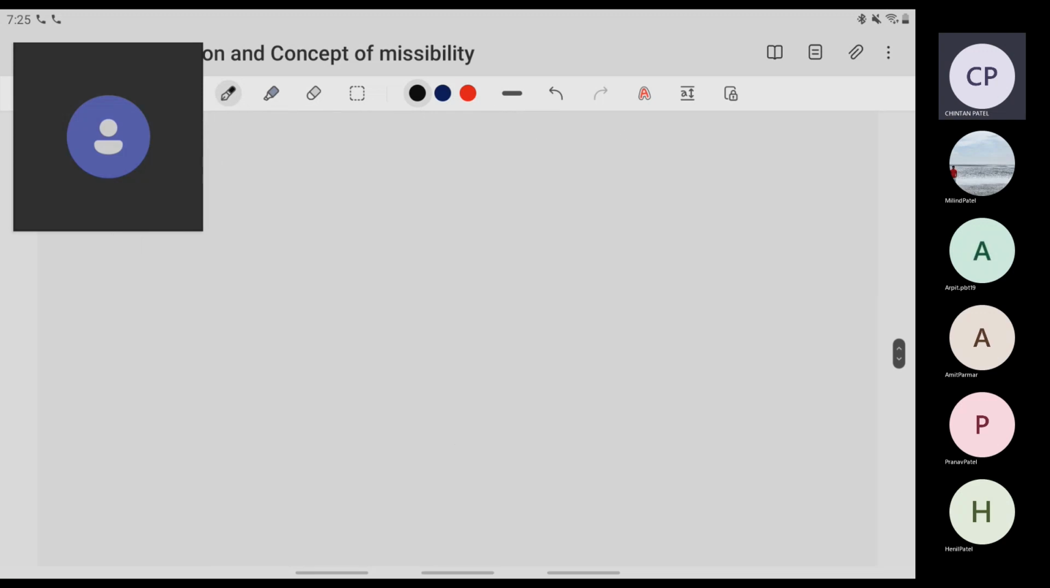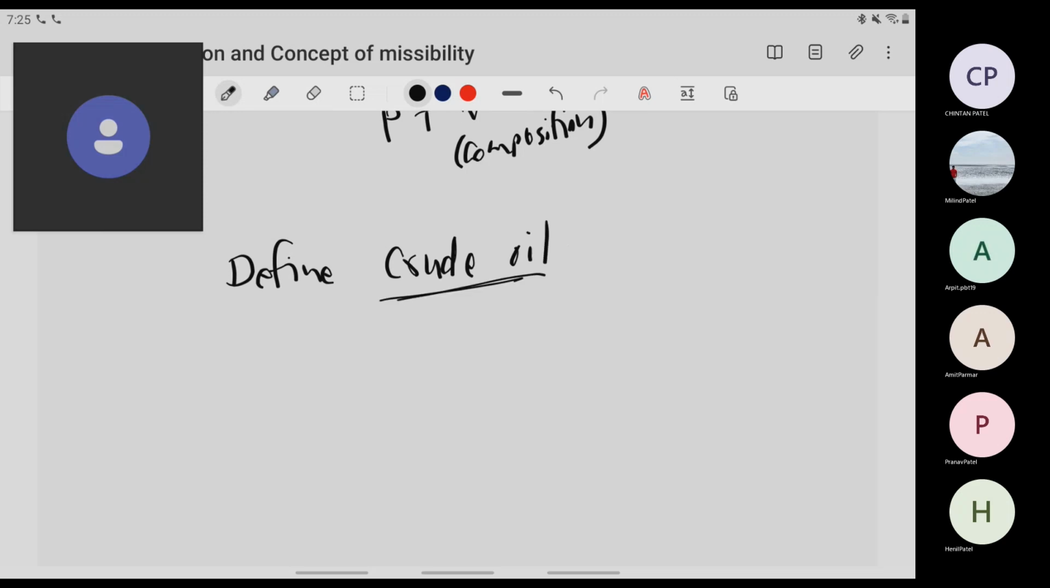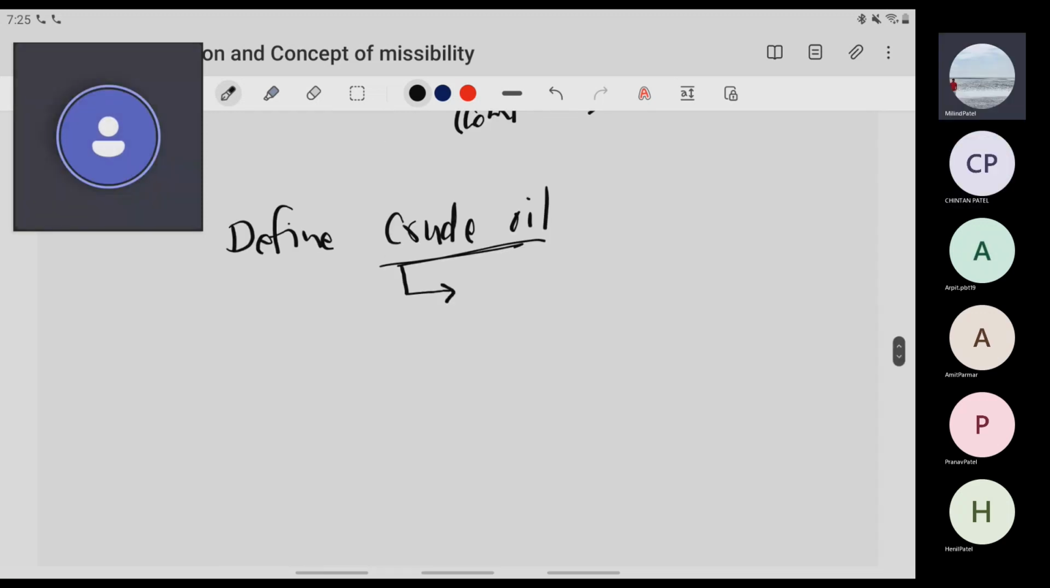So here we are going to discuss the ternary phase diagram. Before that, let's define our crude oil. So what do you understand by crude oil? Crude oil is a mixture of carbon and hydrogen, and there are different types of crude based on API gravity. Okay, so let's not classify the crude oil here. Just define the crude oil. Let me define crude oil quickly.